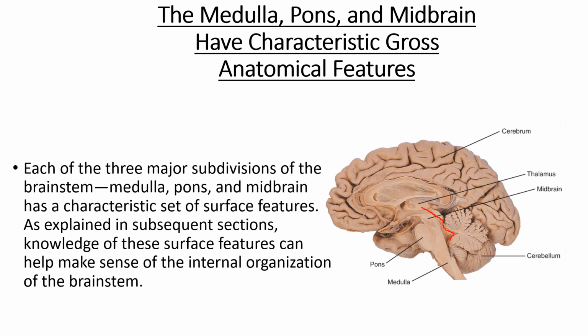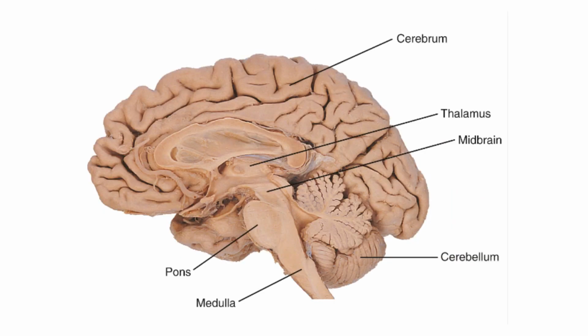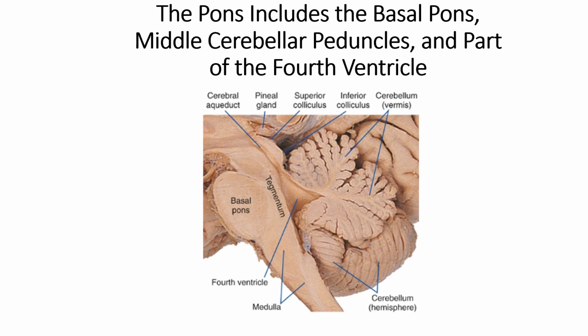So each of the three major subdivisions of the brainstem, medulla, pons, midbrain has a characteristic set of surface features. So what we'll see a little bit later, so it'll be explained in subsequent sections, knowledge of these surface features can help make sense of this internal organization of the brainstem. Here's a picture for you. And another one here for you to kind of keep fleshing it out.